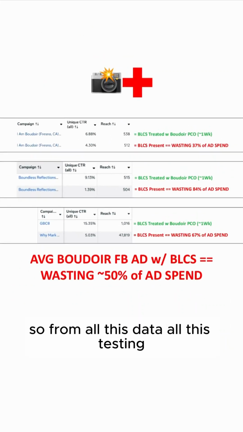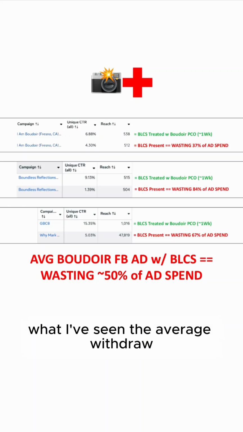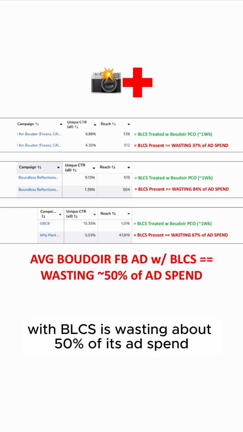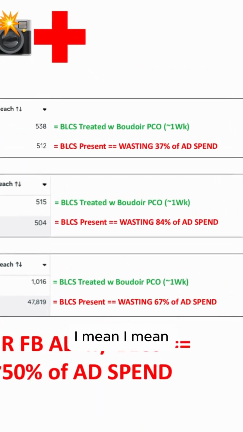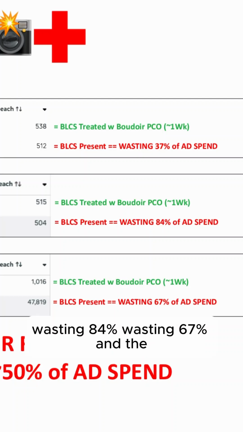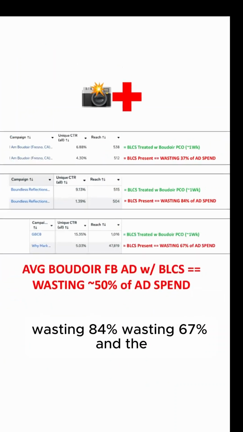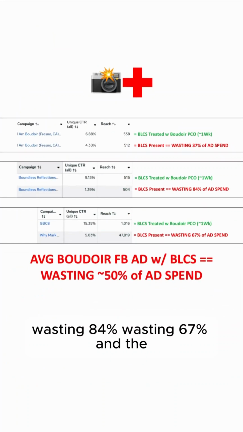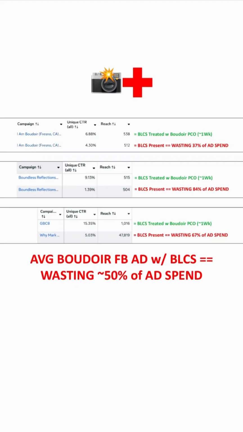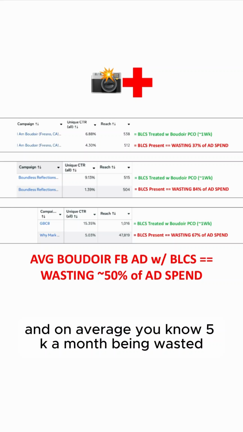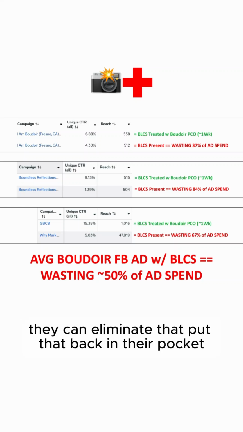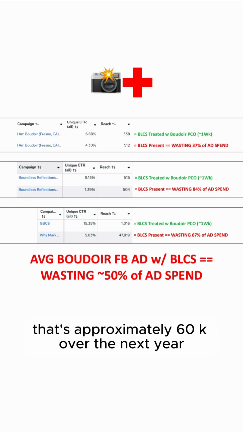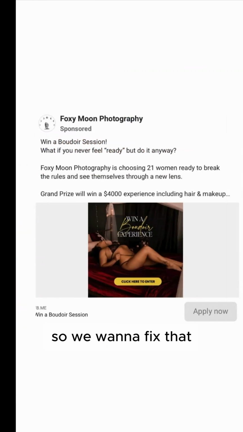So from all this data, all this testing, what I've seen, the average Boudoir Facebook ad with BLCS is wasting about 50% of its ad spend. I mean, check out these numbers here: wasting 37%, wasting 84%, wasting 67%. And so if they're spending more than 10 grand a month on Boudoir Facebook ads, on average, 5K a month is being wasted. They can eliminate that, put that back in their pocket. That's approximately 60K over the next year. So we want to fix that.